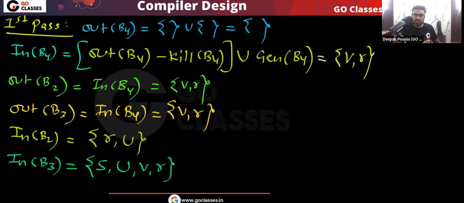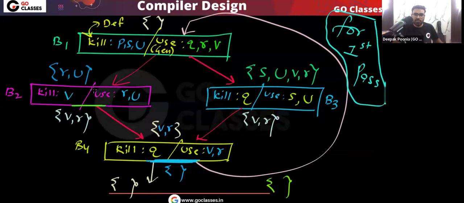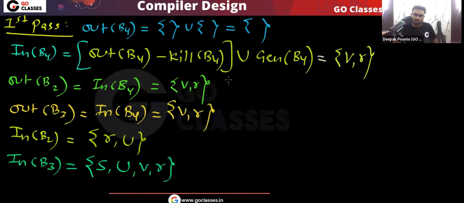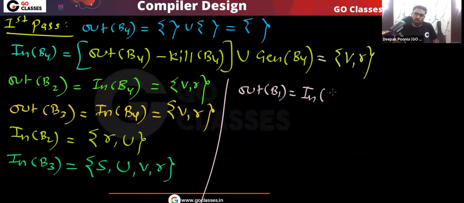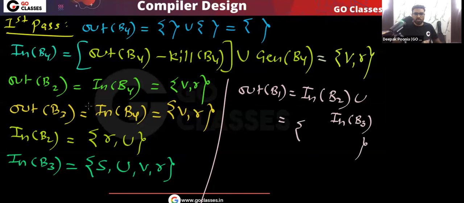Okay. What next? Now you can notice we need to find what is out of B1. So let's find out of B1 now. For this basic block B1 there are two successors, B2 and B3. There are two outgoing edges. So out of B1 will be the union of in of all the successor blocks, which means in of B2 union in of B3. So overall, you can take the union of these two.